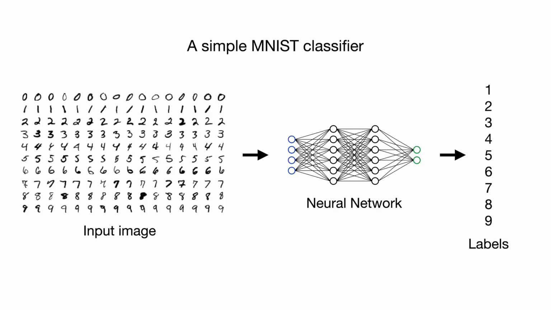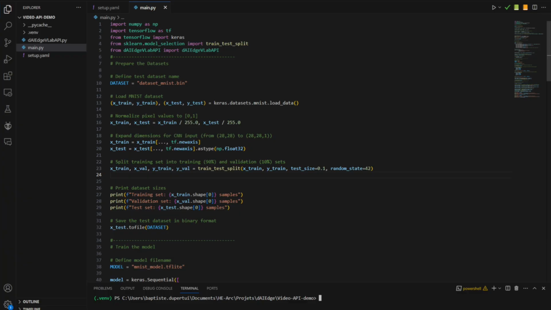We're going to do a simple MNIST classifier. So we're going to use the MNIST dataset, which is composed of handwritten digits. And we'll train a simple neural network that will classify these images. So now let's jump into VS Code and we'll go over the code really quickly. So we'll see how easy it is to integrate the dAIEdge-VLab to your pipelines.